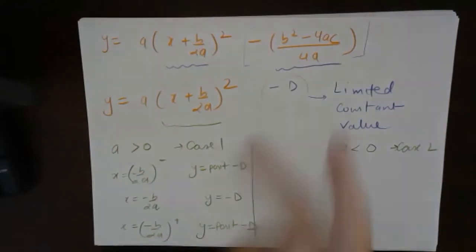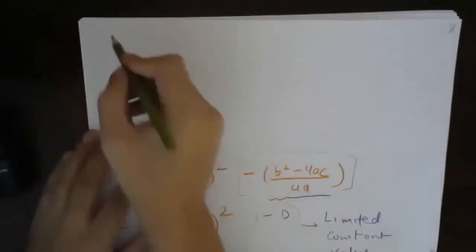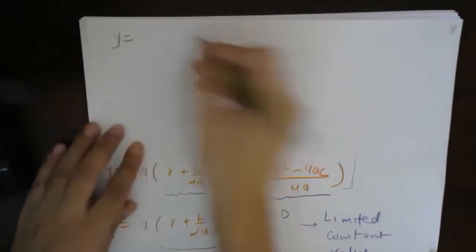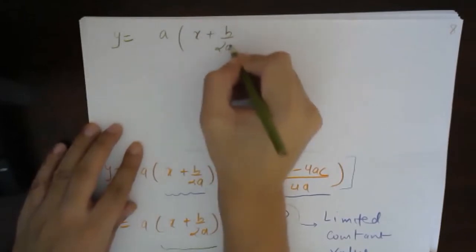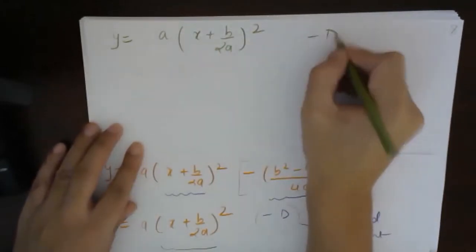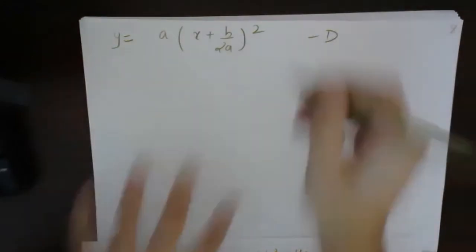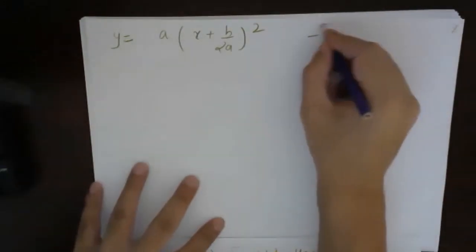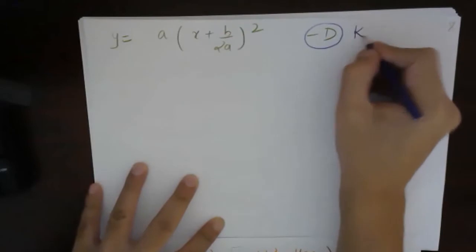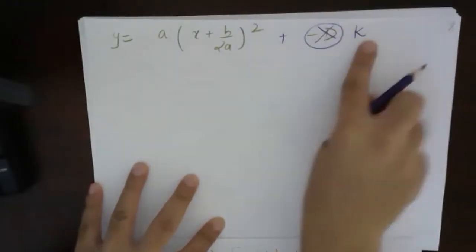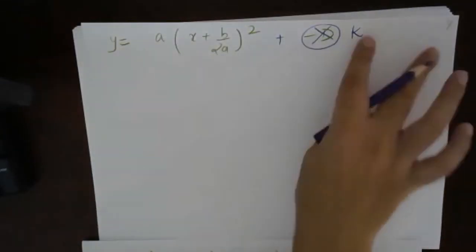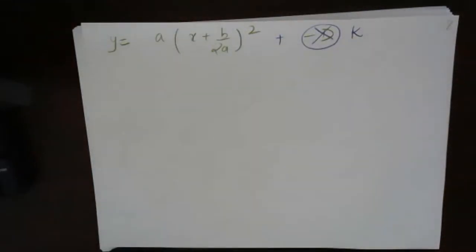Okay, I will repeat it once again. Let's write the first case. So this is y is equal to a into x plus b by 2a whole square minus d. What I will do is simply write it as some constant k. Forget about d. I will write it as plus some constant k, and minus d I have taken as k, just for simplicity's sake.